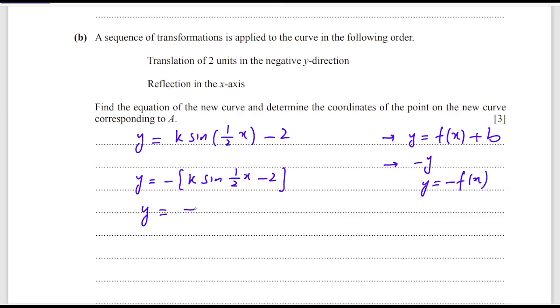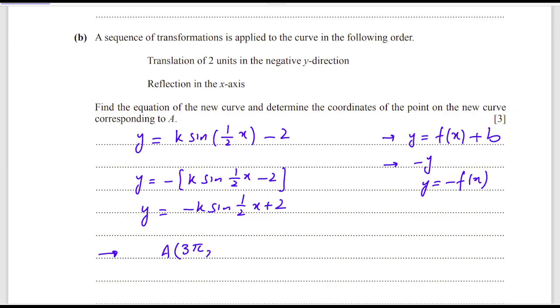So y is equal to minus k sine of 1 over 2x plus 2 is the reflected curve. So this is the equation of the new curve. Now the second part of the statement is, state the new coordinates of the minimum point. Since both the transformations are vertical, we have a vertical translation and a vertical reflection, so there will be no change in the x coordinate of the minimum point.